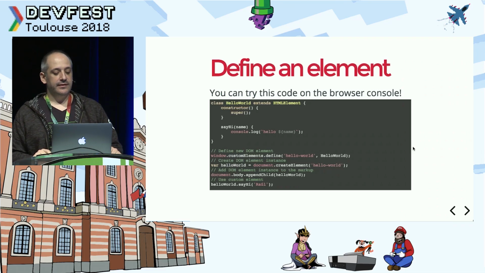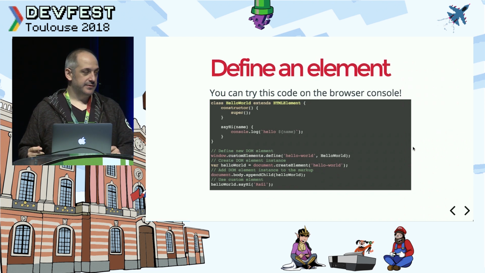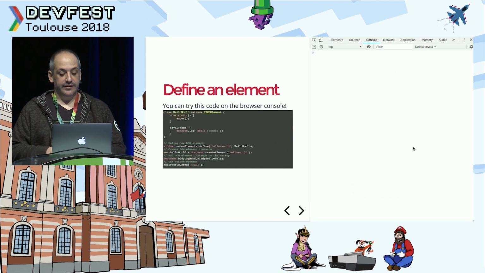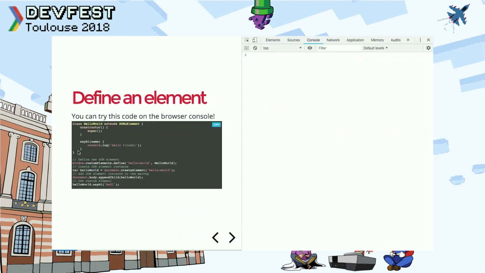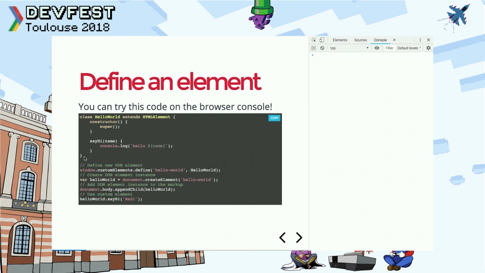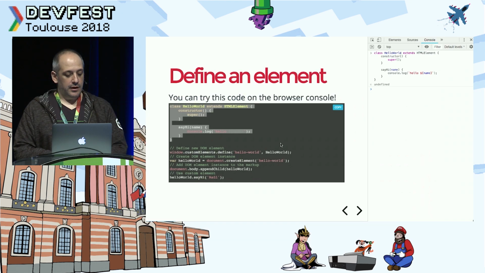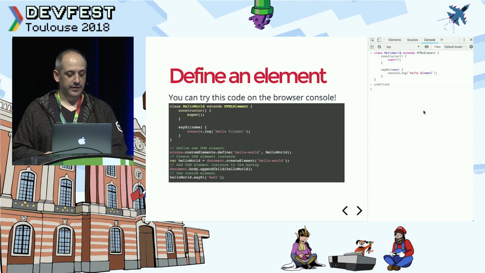So defining a new web component is very easy. We can actually try this directly in the browser. Let me show you. I can just go here and create this class, and now I can define the custom element with the custom elements API. And we defined a new hello world component.